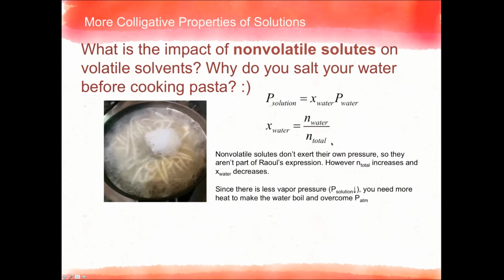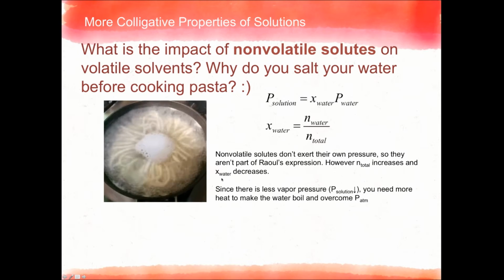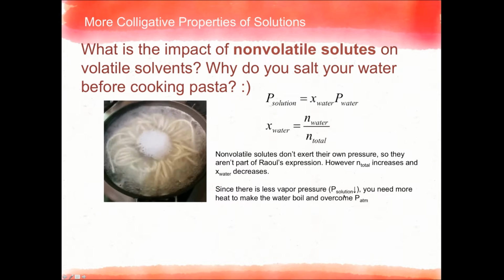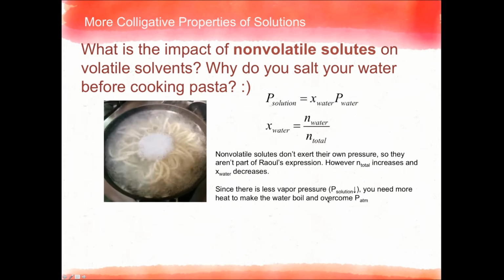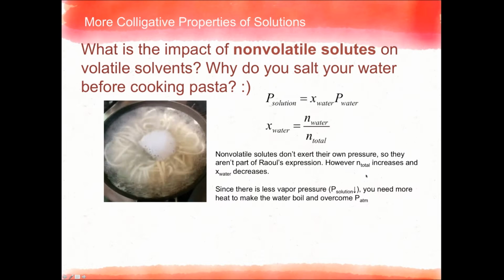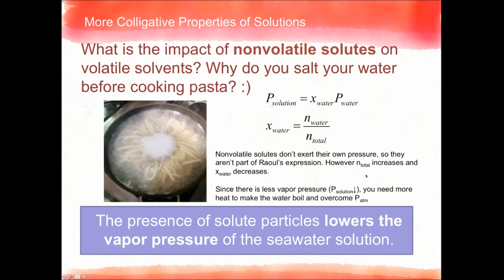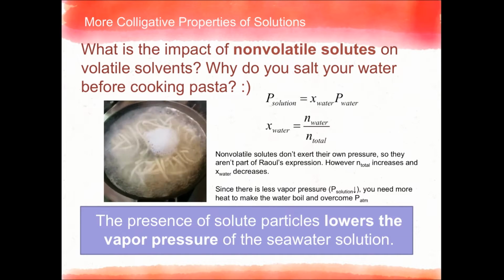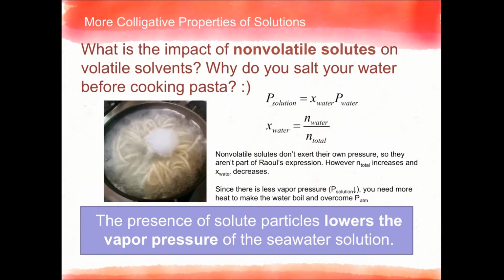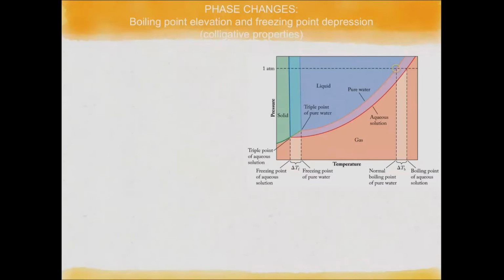But we have increased the total number of moles that are dissolved in the solution. So your mole fraction for the water goes down. Since there is less vapor pressure from the solution, you need more heat now to make the water boil and kick the atmosphere out of the way, overcoming the atmospheric pressure. The big takeaway from this is that the presence of solute particles lowers the vapor pressure of the saltwater solution in your pot for boiling pasta.